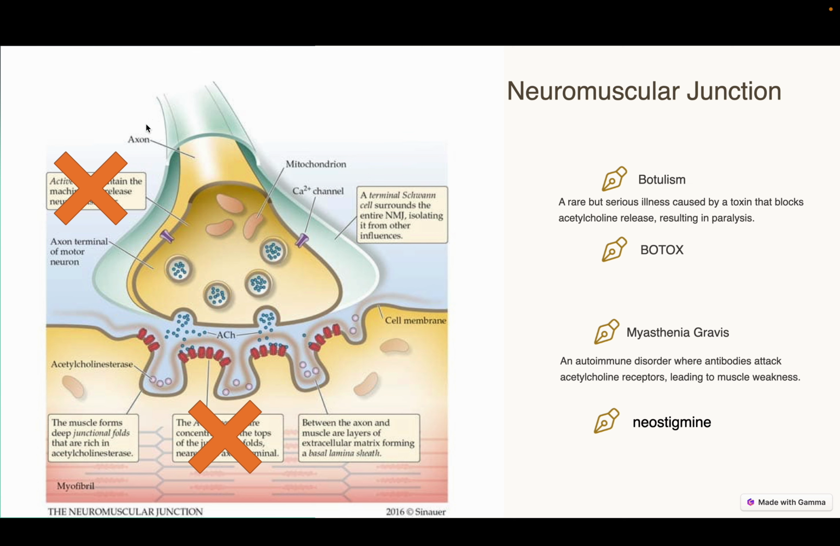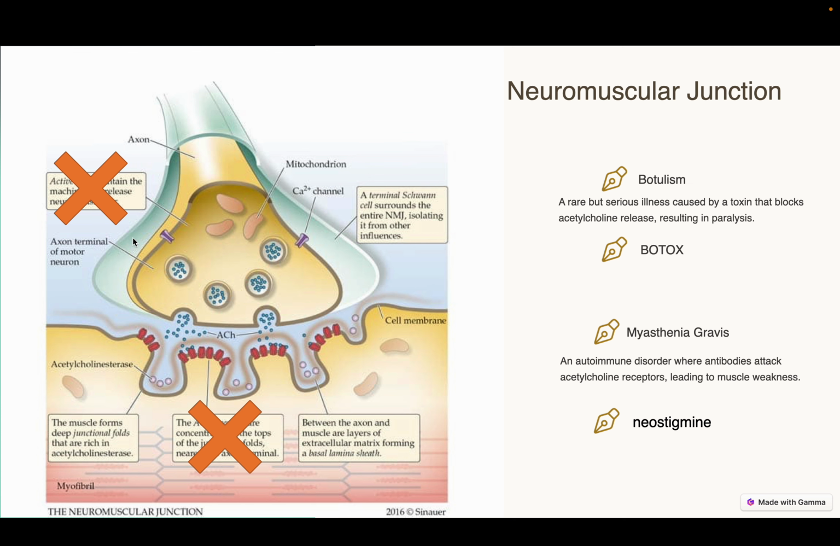Nowadays applications, as we mentioned before, include some drugs and some diseases like botulism and Botox, which are toxins that prevent the release of acetylcholine from the presynapse.